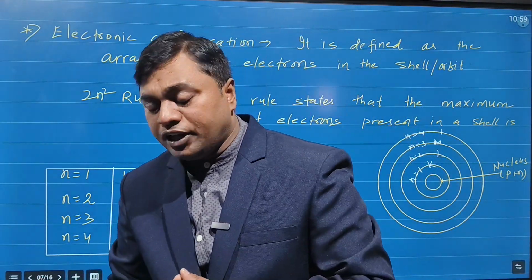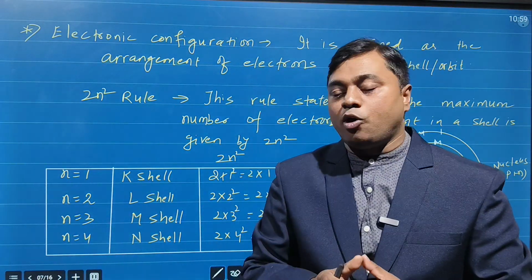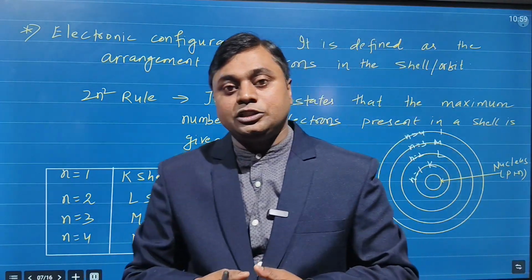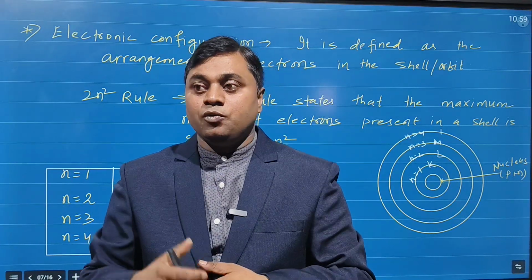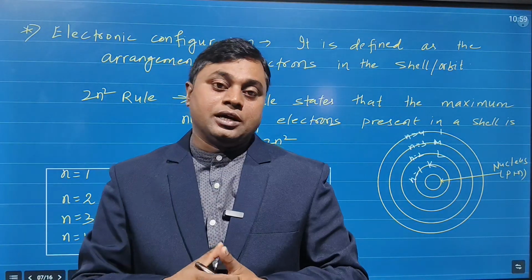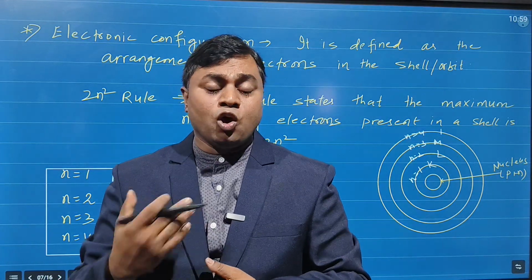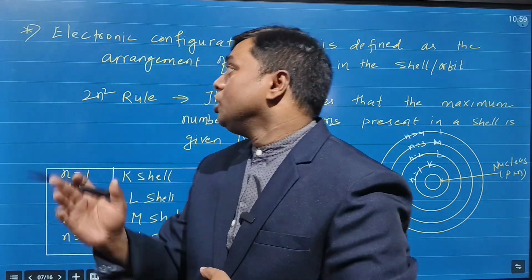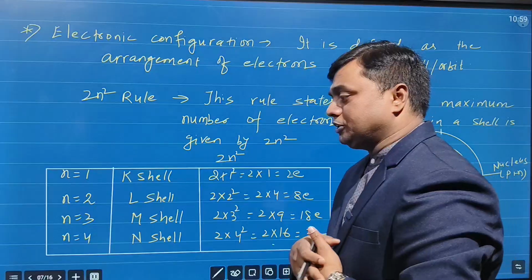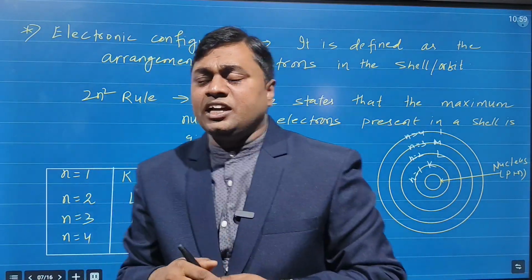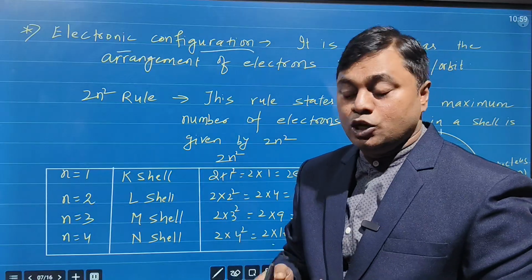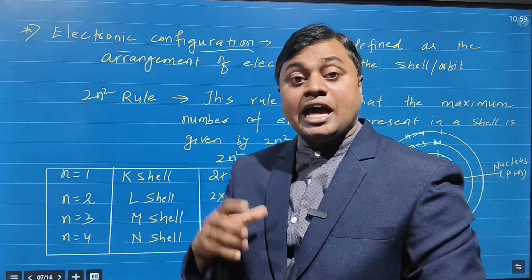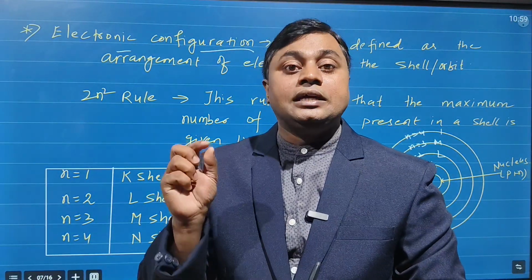Let's talk about the electronic configuration. It's very important. With the help of electronic configuration only, we are finding the valencies of the atom. We are able to tell whether the atom is a metal, non-metal, or noble gas. So let's start. As the name suggests, electronic is related to electrons only, and configuration means arrangement. So we can say it is defined as the arrangement of electrons in the atom.